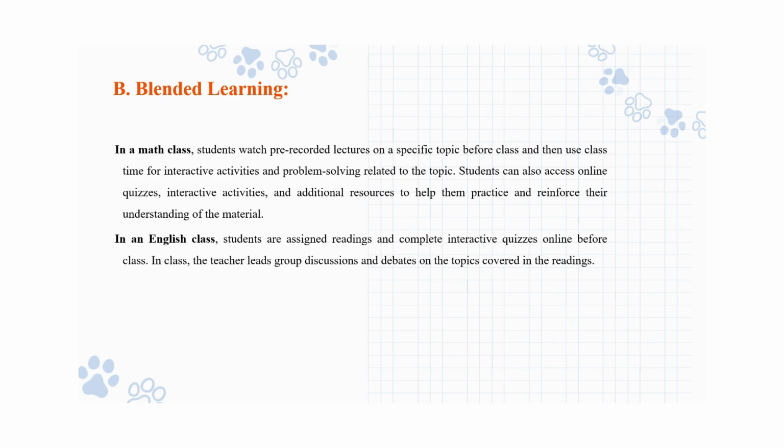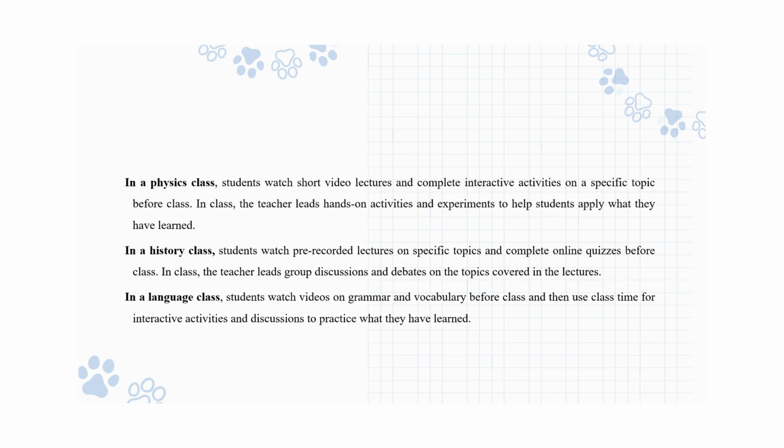In an English class, students are assigned readings and complete interactive quizzes online before class. In class, the teacher leads group discussions and debates on the topics covered in the readings. In a physics class, students watch short video lectures and complete interactive activities on a specific topic before class. In class, the teacher leads hands-on activities and experiments to help students apply what they have learned.